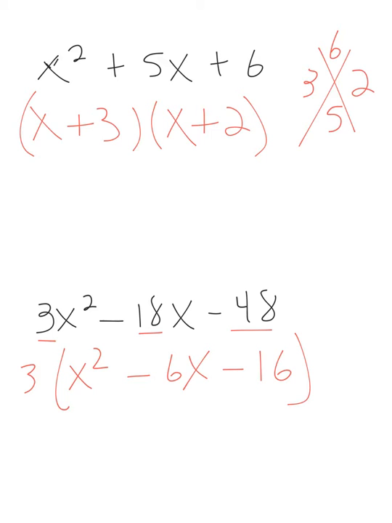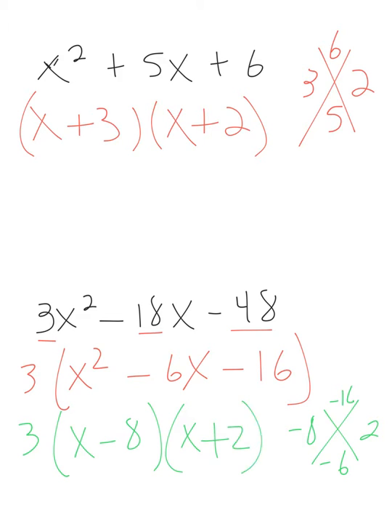And then here's where you can go ahead and say negative 16, negative 6. I have 8 times 2, but I need negative 16 that would add to get me a negative 6. Don't forget the 3, x minus 8, x plus 2.